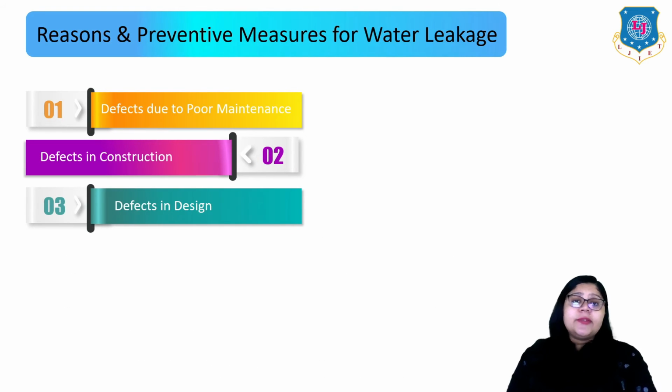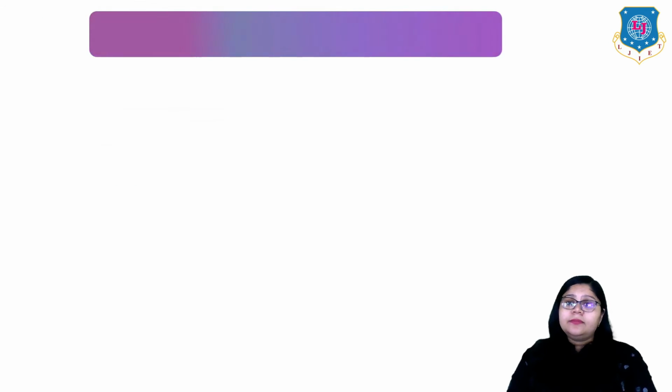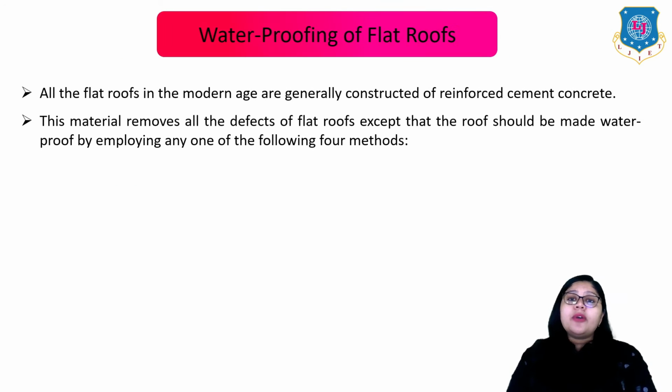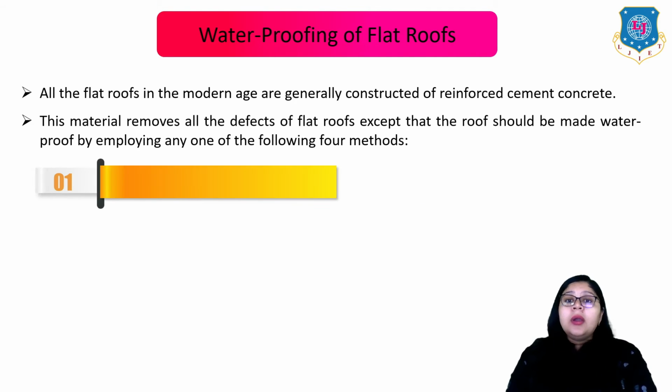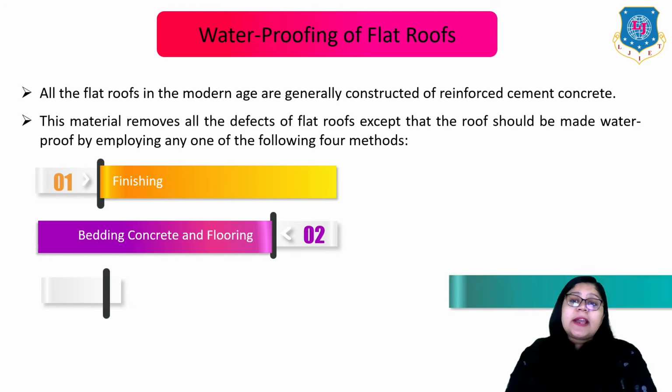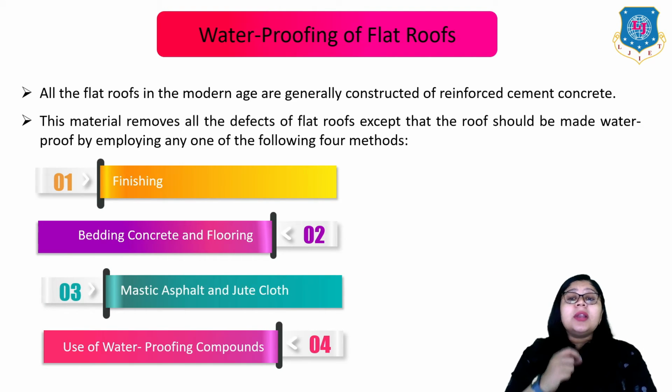So these three topics we have discussed in detail. Now let us talk about some of the waterproofing of flat roofs. So all the flat roofs in the modern age are generally constructed of reinforced cement concrete. This material removes all the defects of flat roofs except that the roof should be made waterproof by employing any one of the following four methods. Where the first one is the finishing, second is the bedding concrete and flooring, third is the mastic asphalt and jute cloth, and fourth is the use of waterproofing compounds.